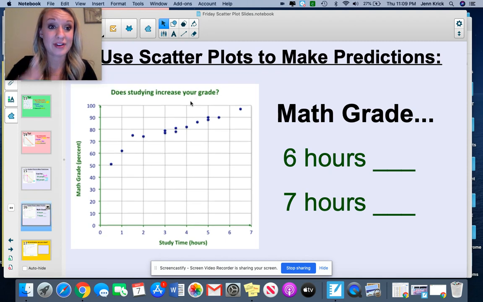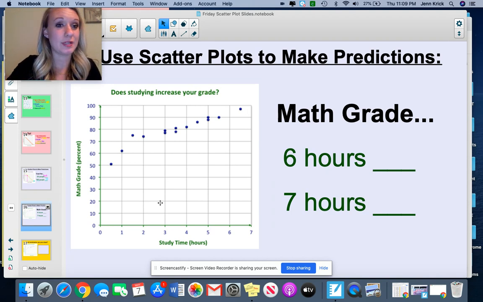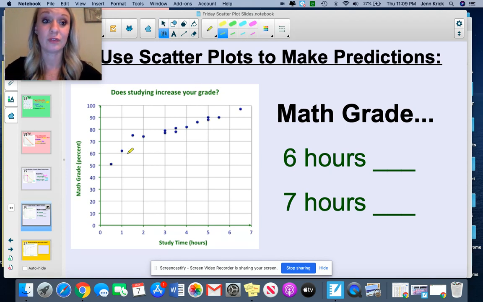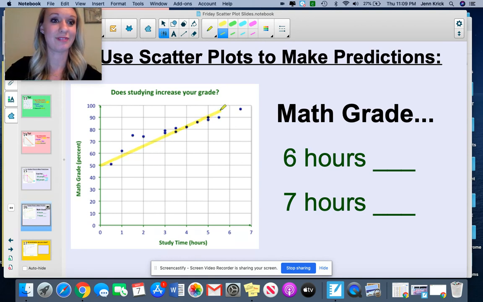Let's try again. This is going to come up on your homework later, so make sure you pay attention. This graph is talking about the study time in hours and your math grade as a percent. Notice for 1 hour, this person got like a 62%, versus close to 7 hours is closer to 100%. What do you notice about this graph? As you increase your study time in hours, your math grade, your percent, also increases. This is a positive association, and this is good for you to know for life. As you increase your study time, your grades also increase, especially for math.